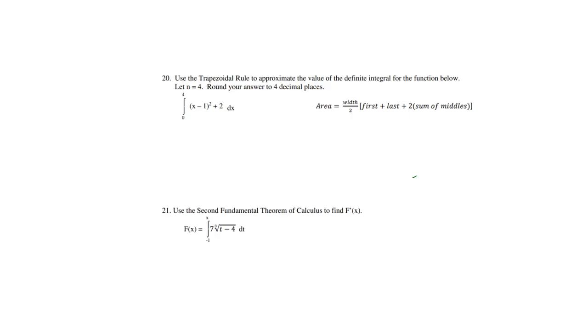So the trapezoid rule says this. I could do this, where the area could be calculated as the first, the last, plus 2 times the sum of the middles, where the widths are a half.